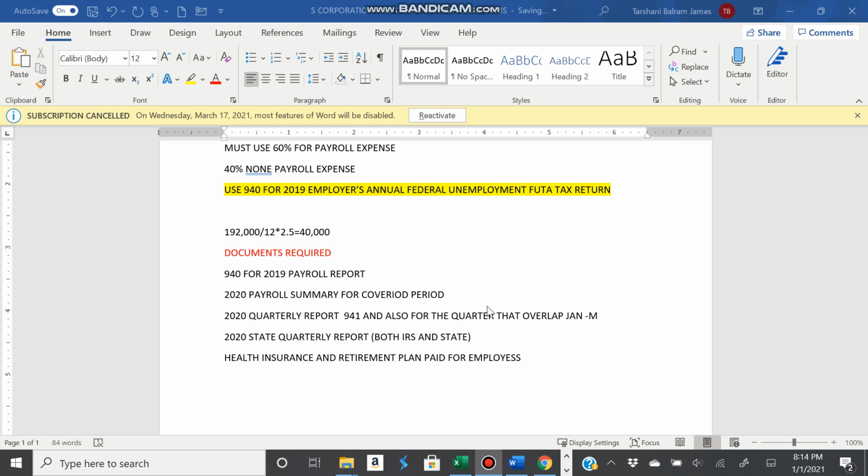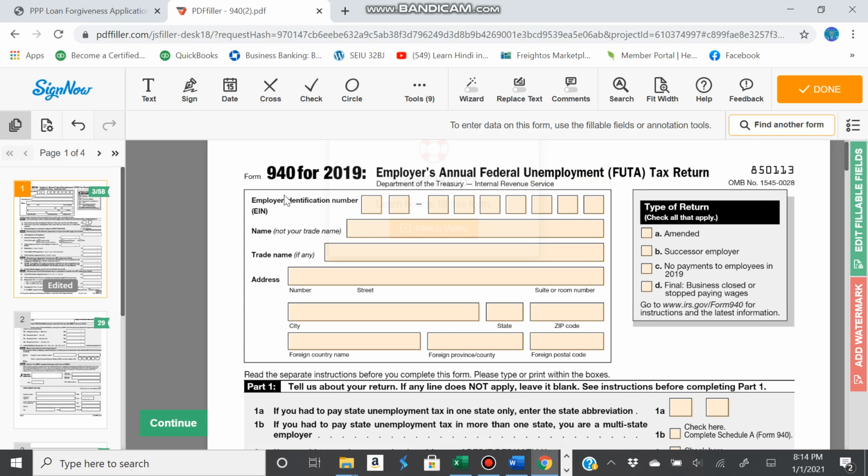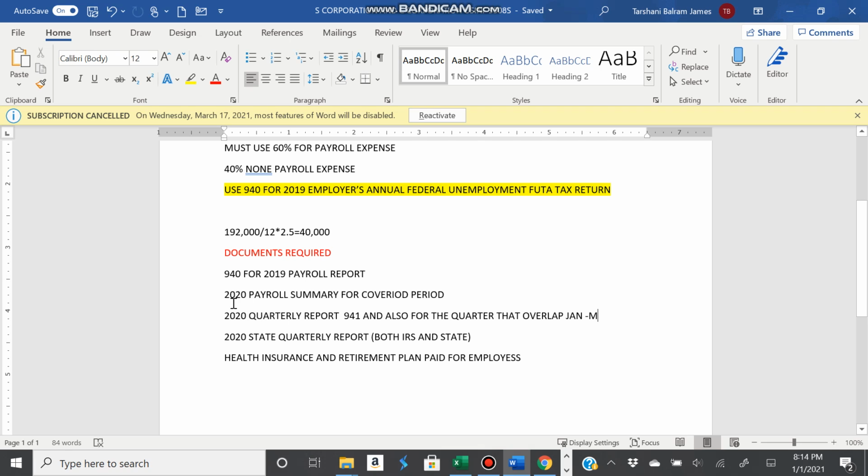Okay, so let's look at the documents required. Make sure you have 940 for 2019 payroll report. I showed you an example of the 940 for 2019. Make sure you have 2020 payroll summary for a cover period, and our cover period that we use for this example is April 20th to October 4th. Also, you need 2020 quarterly report 941, and also for the quarters that our cover period overlaps into.